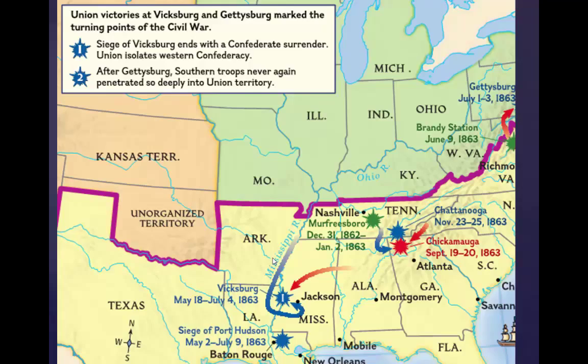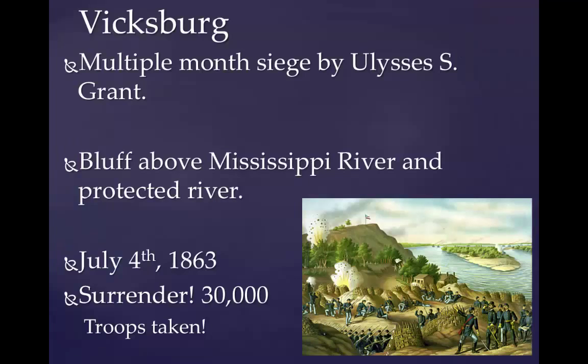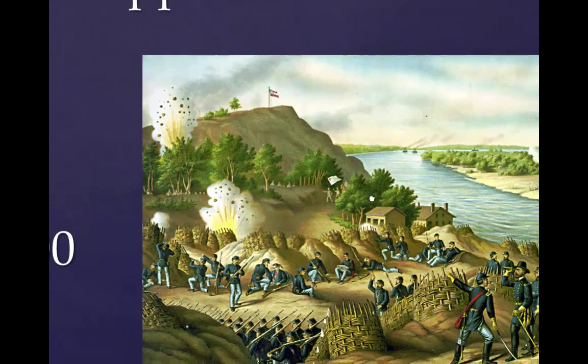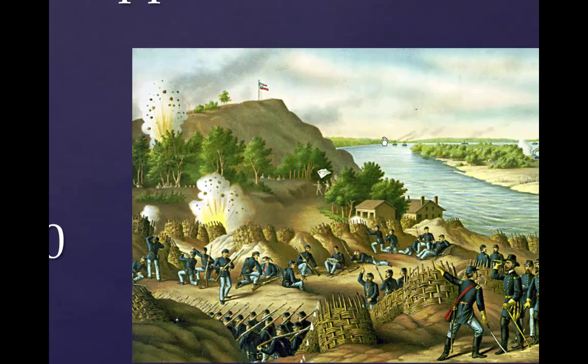So in just a matter of 2 days, you have two huge Union victories that are really going to be a major turning point in this war and push it toward its final conclusion once and for all. So Vicksburg was, as I said, this multiple-month siege by Ulysses S. Grant. It's above these cliffs. This is just an artist rendering down here. You can see you have these cliffs above the river.